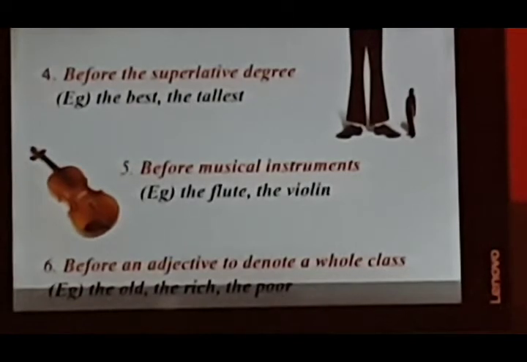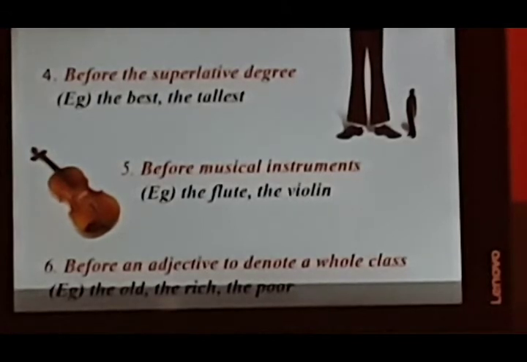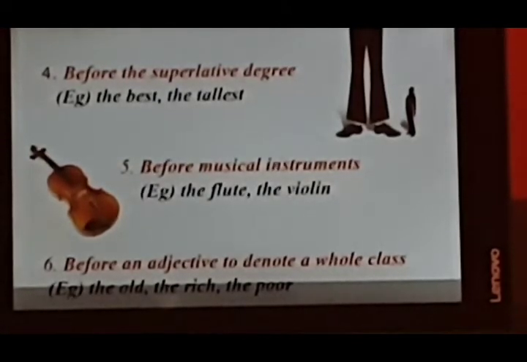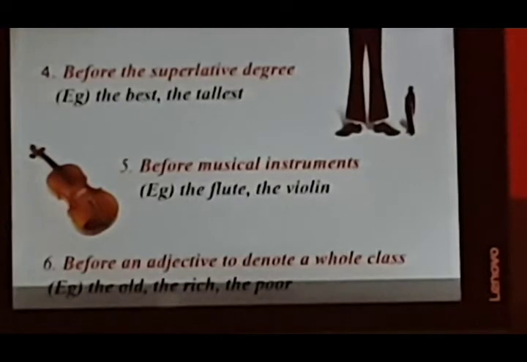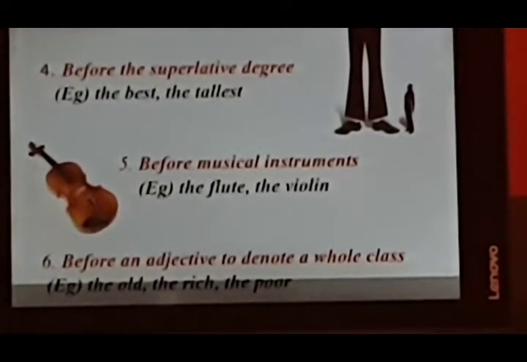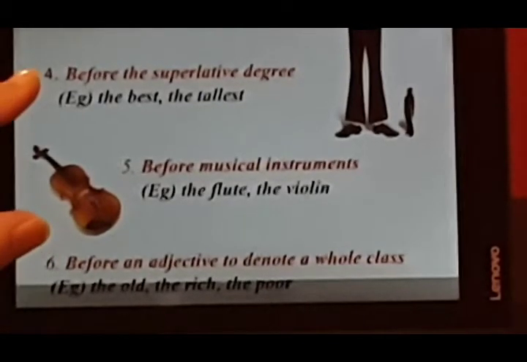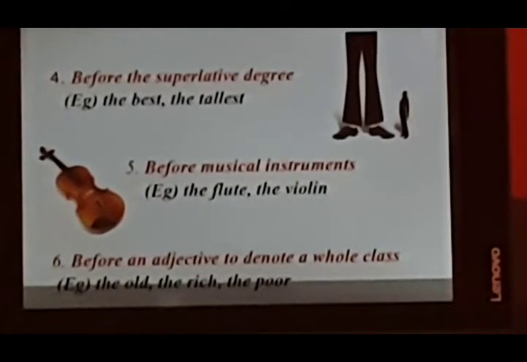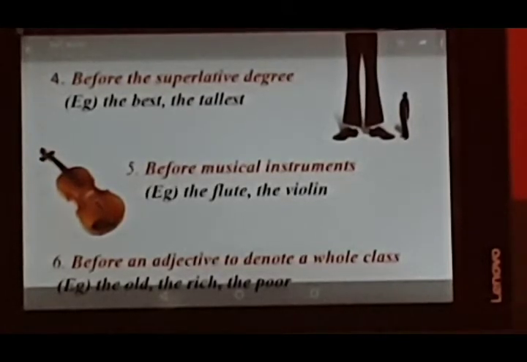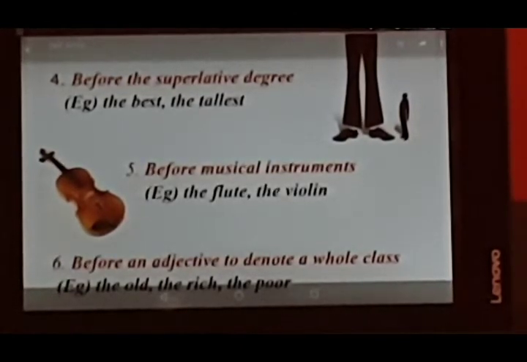Now before the superlative degree of the adjective. For example, the best. We don't say a best, we say the best. He is the best boy in the school. The tallest, the smallest. So whenever we have a superlative degree of comparison in a sentence, before that we use the. Before musical instruments, the flute, the violin, the guitar.